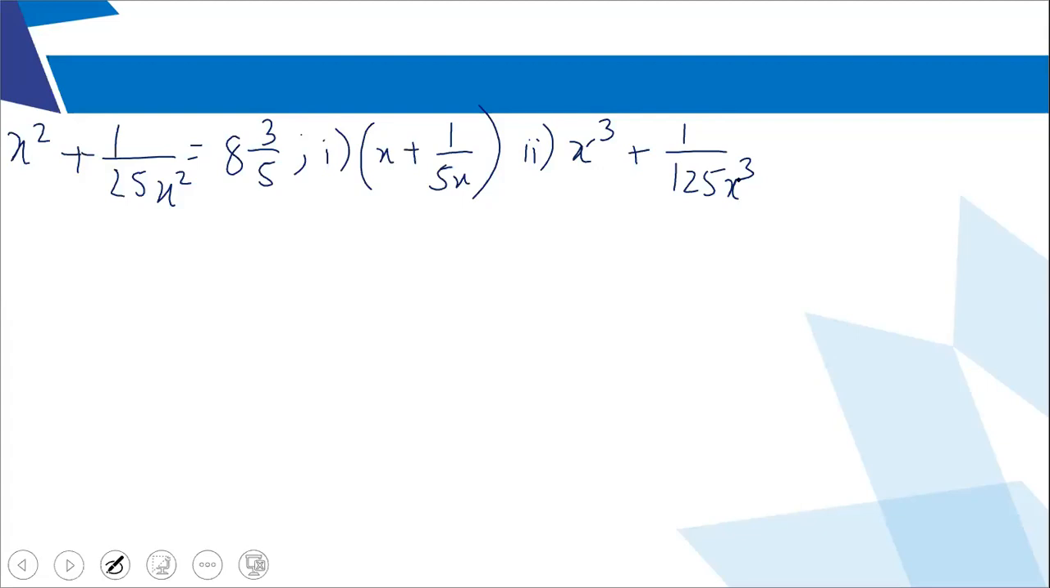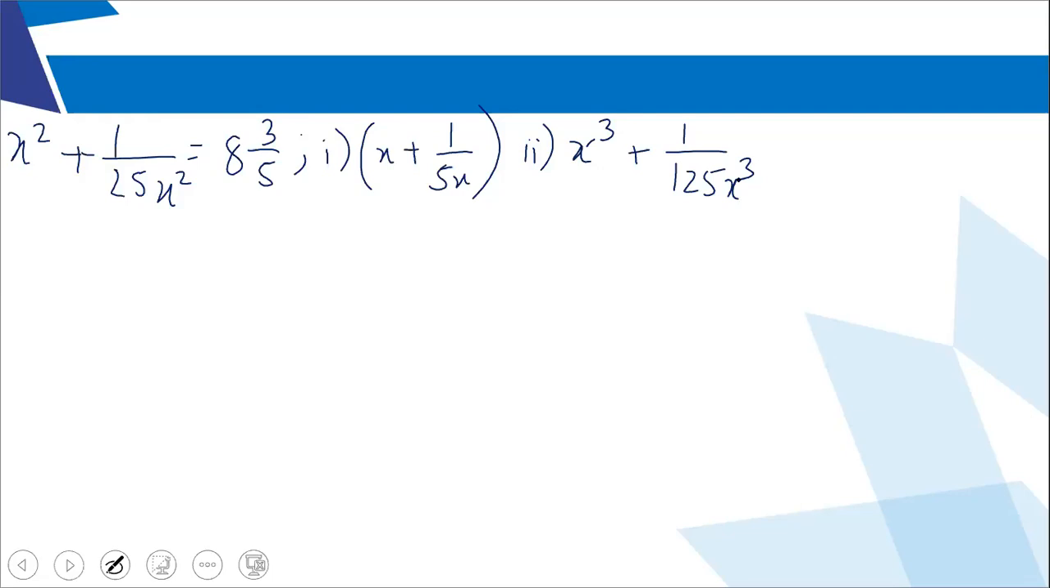53 square root of 53 by 5. Square root of 53 by 5. Ma'am, 43 by 5. Yes, ma'am. 43 by 5. Ma'am, 43 by 5, plus or minus 3, ma'am. Square root of square. Yes, Rohan? It's plus or minus 3. Correct. Plus or minus 3, ma'am. Correct. That is the correct answer.